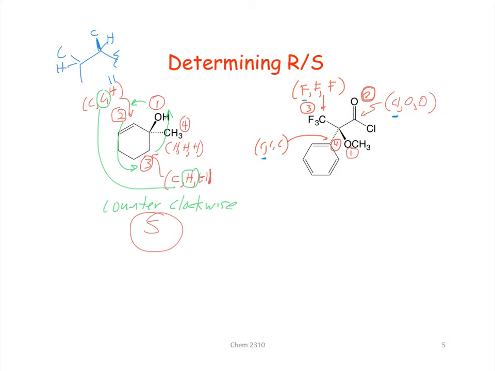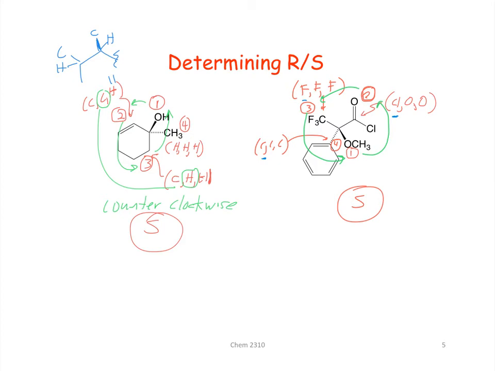Again, we're lucky enough that number 4 is pointing away. And so again, we go from 1 to 2, 2 to 3, 3 back to 1, counterclockwise. Dang, I've made all of these S.